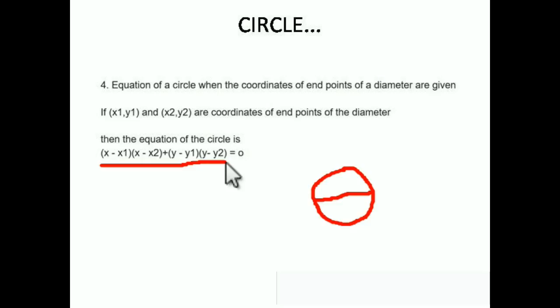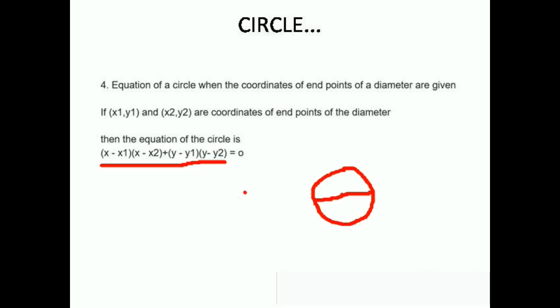And if you don't know the formula, and you just know these two coordinates, you can still find the equation of the circle. How? Now see, the center is the midpoint of these two, so by using the midpoint formula you can find the center. And if you have the center and one endpoint, then you can find the radius by the distance formula. And if you know the center and the radius, then you have the equation of the circle. But if you don't want to waste time, then please remember this formula: (x minus x1)(x minus x2) plus (y minus y1)(y minus y2) is equal to 0, the equation of the circle.